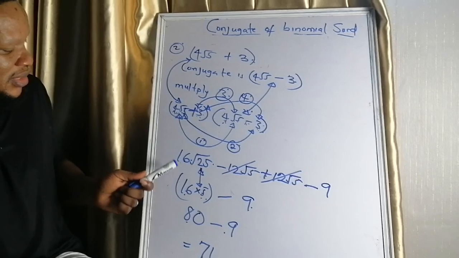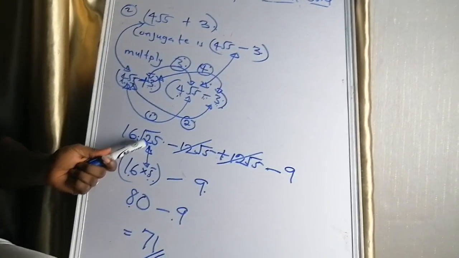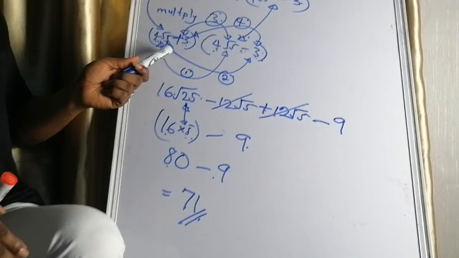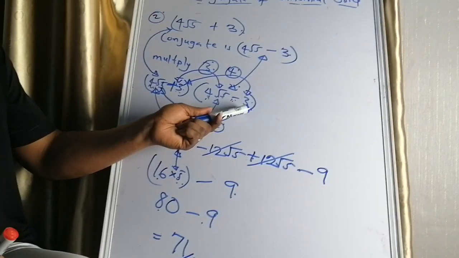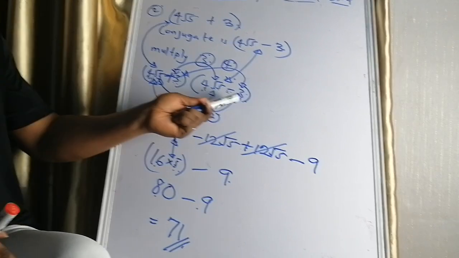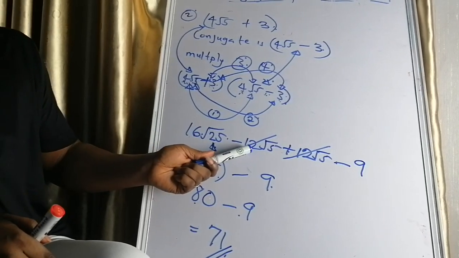4 times 4, 16. 5 times 5, 25. Okay, that's square root of 25. So now I pick the square root. So the step 2, which is what? This one times this. Look at this one now. This one is outside with outside. 4 is outside before the surd. 3 is also outside. There's no surd here. That's why I say 4 times 3. That gives me 12.